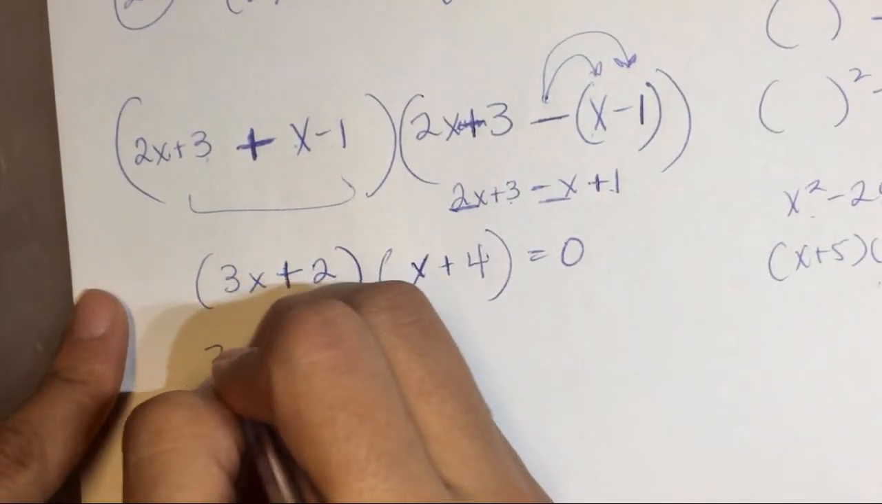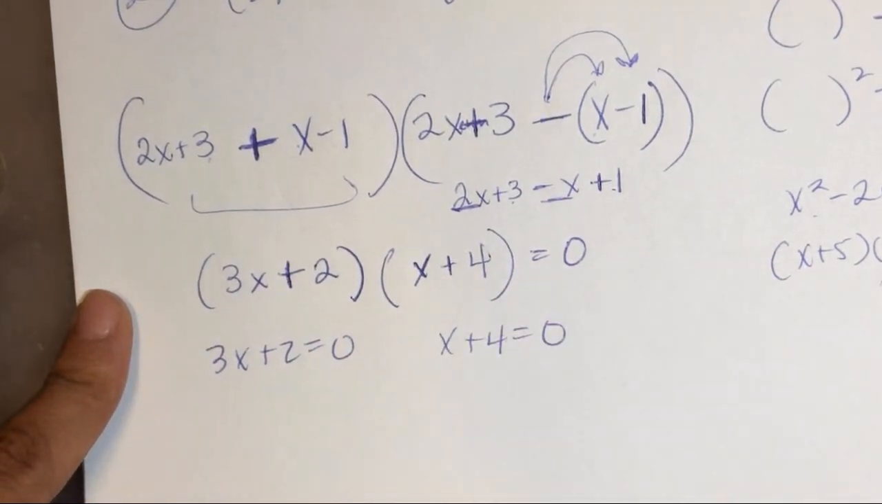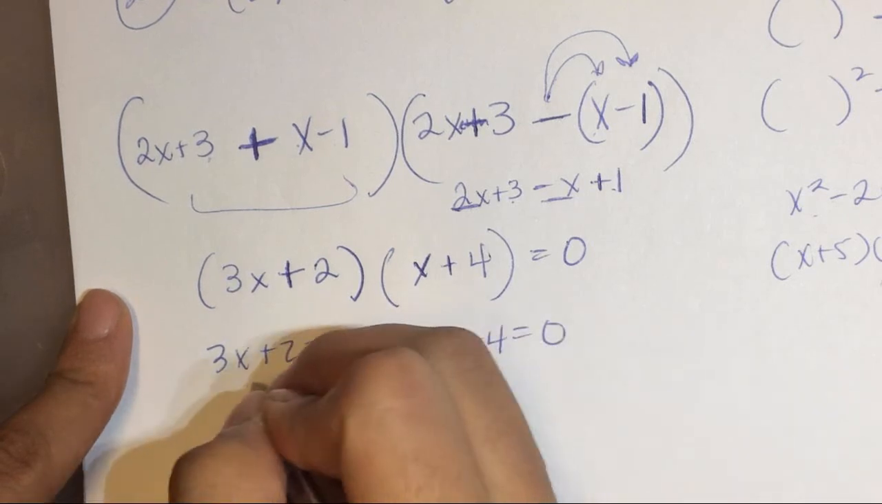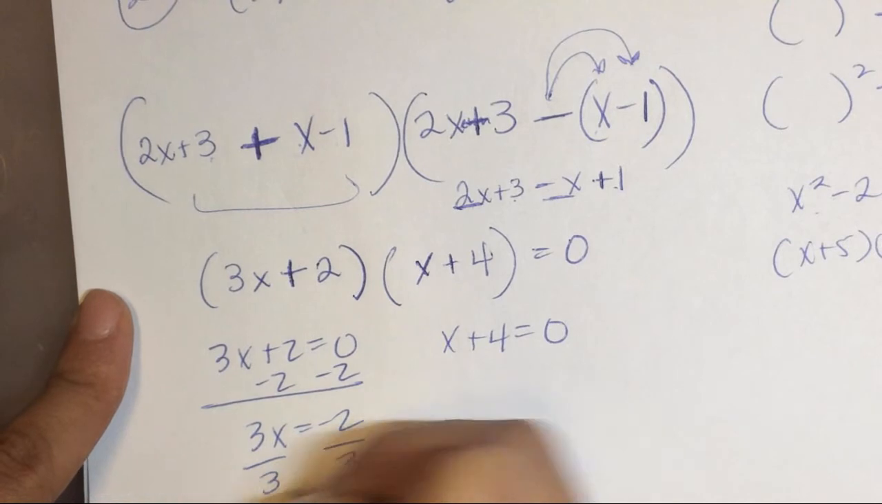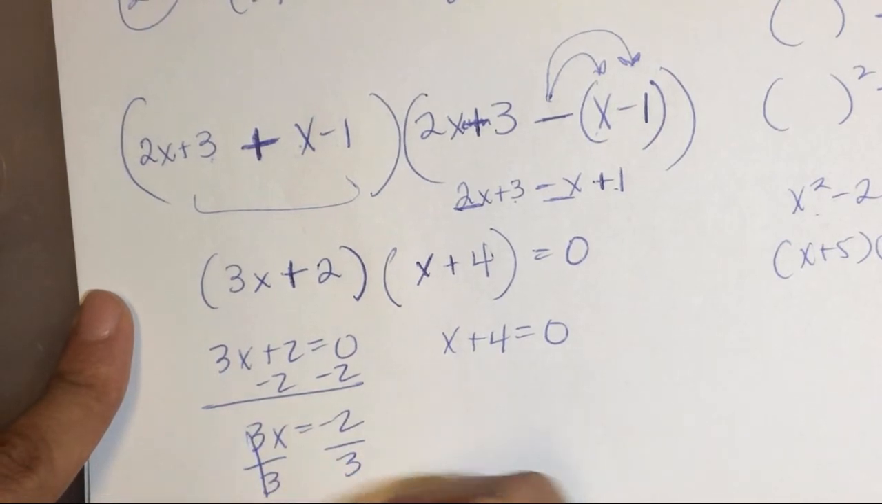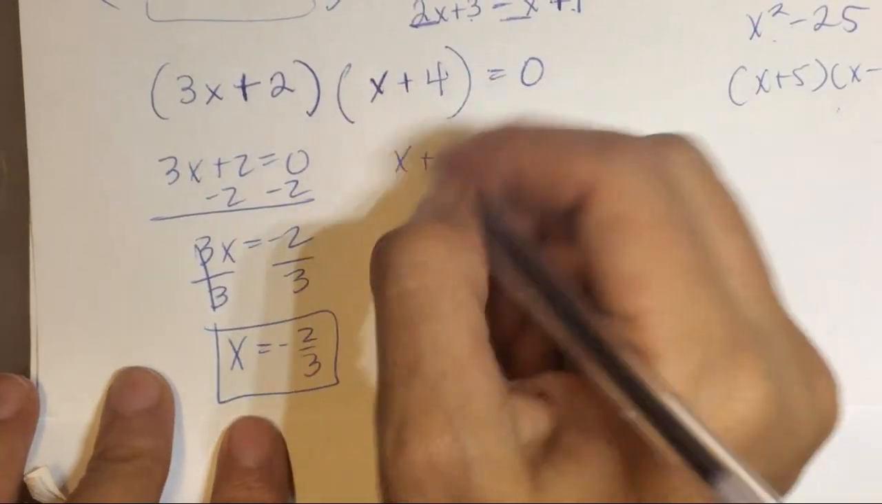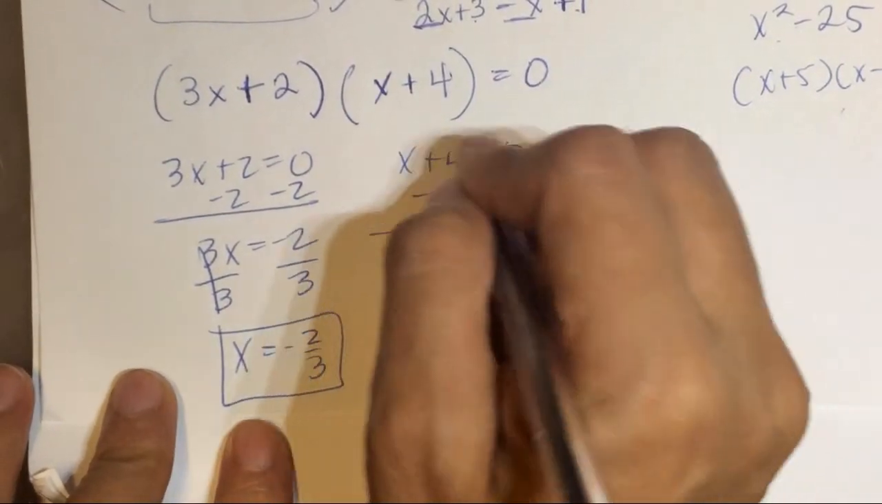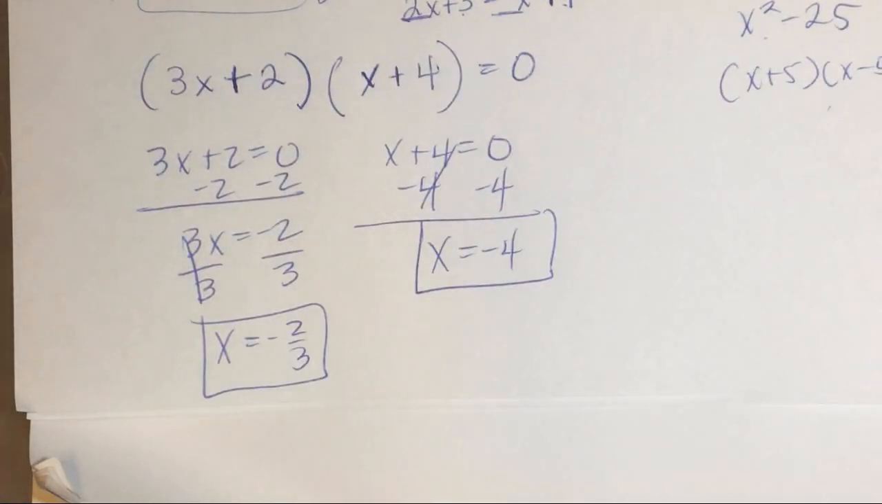Each individual factor bubble is now going to be equal to 0. So first step, subtract 2. You get 3x = -2. Divide by 3, so x = -2/3. That's my first solution. Now for my second solution, I'm going to subtract 4 from both sides, so I get x = -4. That's my second solution. Sorry, I kind of switched over my slide funky.